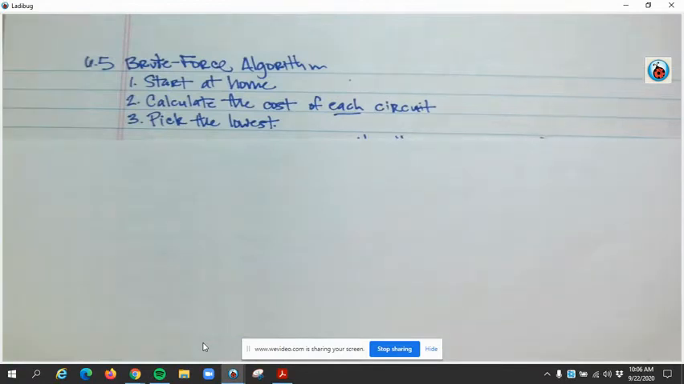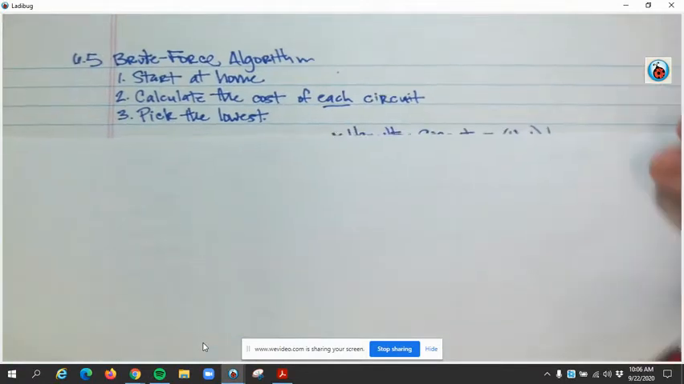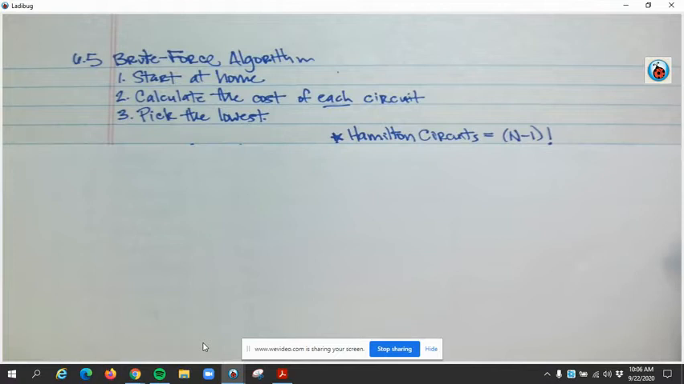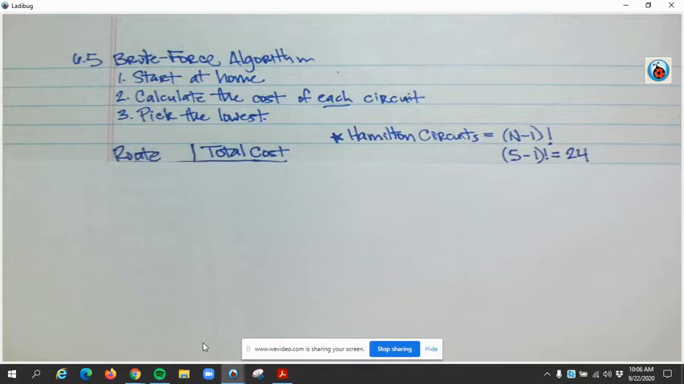With 5 vertices, if you want to first figure out how many circuits you're going to have, remember the number of Hamilton circuits is found by taking (n minus 1) factorial. N stands for vertices. So if you have 5 vertices, 5 minus 1 is 4, and 4 factorial gives you 24. So in working this problem out, we're going to write out 24 different circuits.